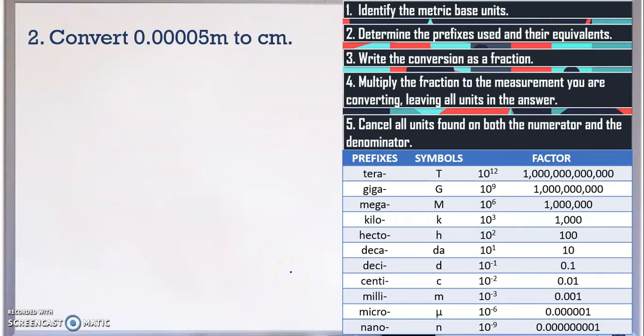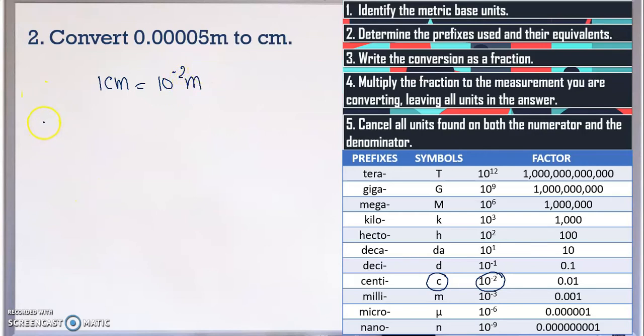Problem number 2. Convert 0.00005 meter to centimeter. The metric base unit here is meter, the standard unit of length. The prefix that is used here is centi. And according to the conversion chart, 1 centimeter is equal to 10 raised to -2 meter.